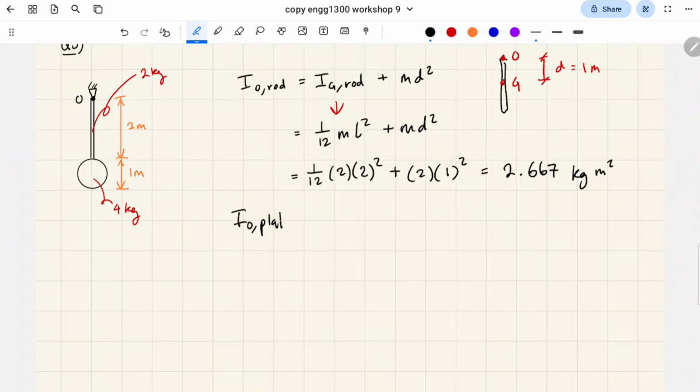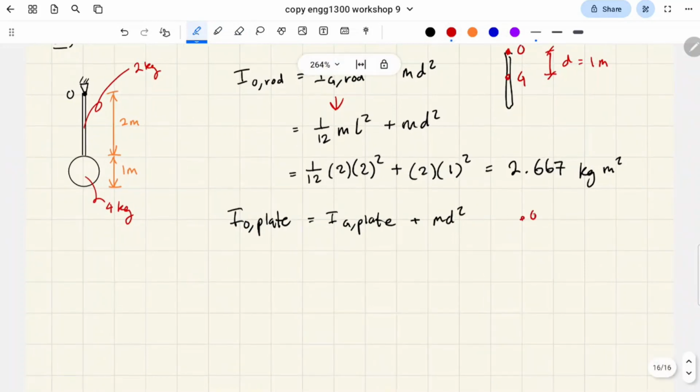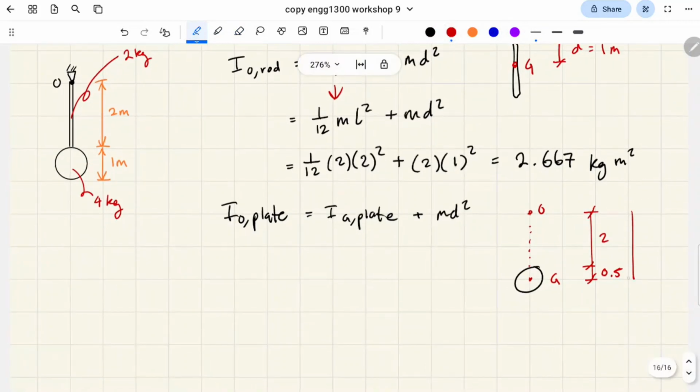And of the plate, which is our disk, let's draw it out. O was over here. Then there's a bunch of space separating it, and its center of gravity is here. In terms of distances, this was 2 meters and this was 0.5 meters, because it only goes halfway. So D is 2.5, right?